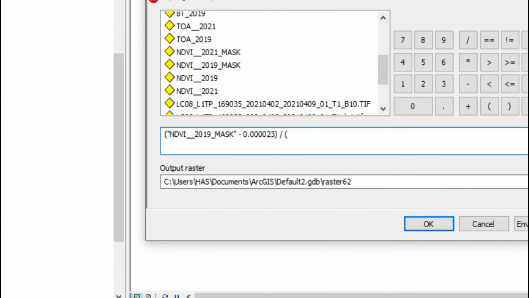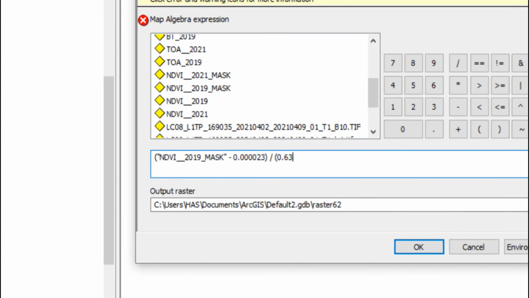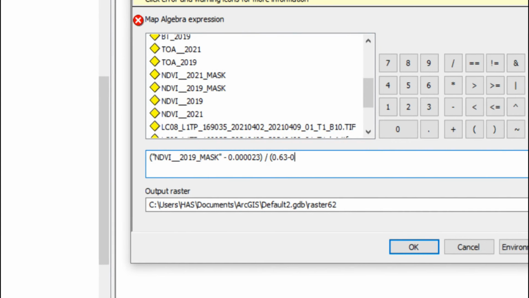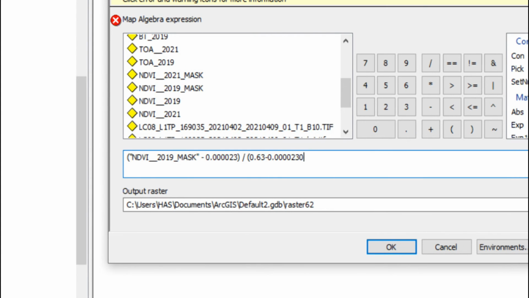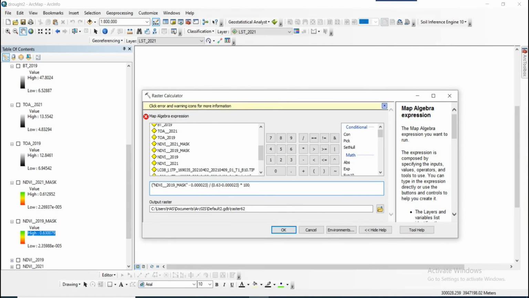So 0.63 minus 0.00023, multiplied by 100. Okay, so we will use these values for this image, which is 2019, if we have only 1 year.